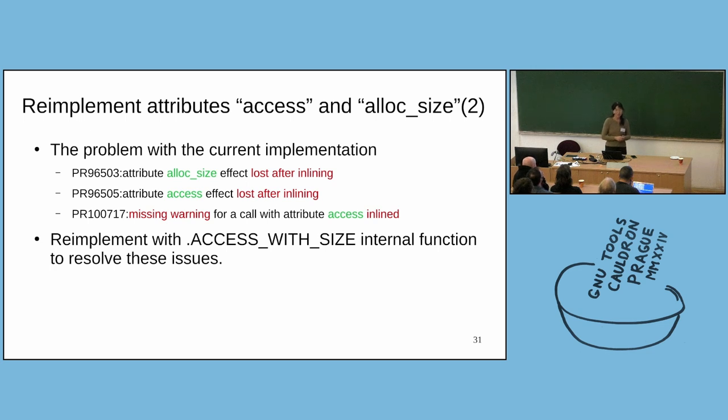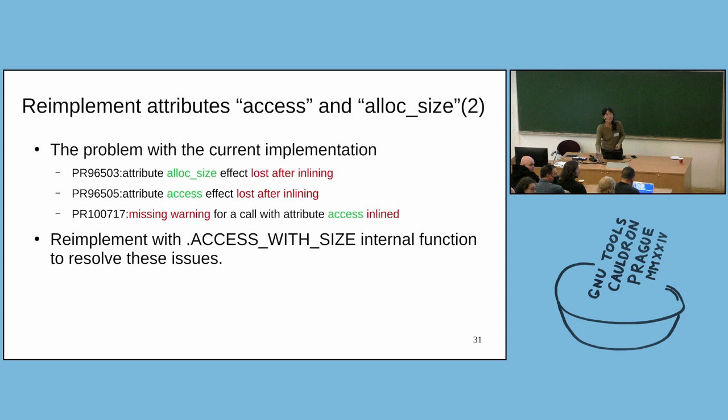During the discussion of counted_by, we all agreed the new internal function ACCESS_WITH_SIZE can actually be used to re-implement the access and alloc_size attributes, to carry the information in the IR and survive inlining.